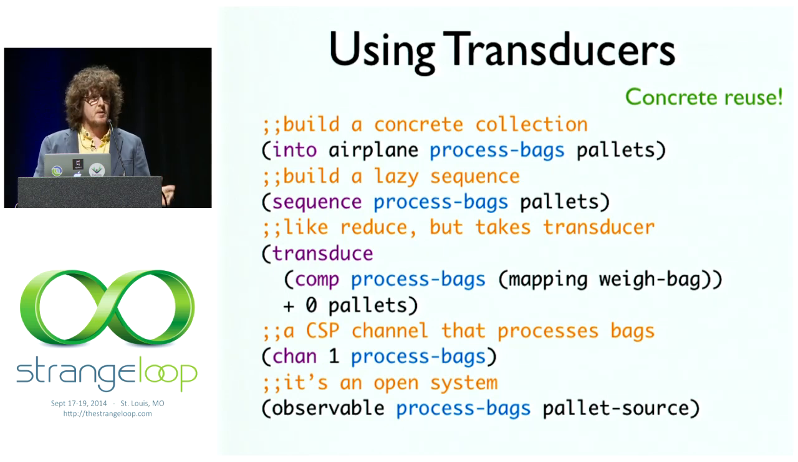Right? Then we have sequence. Sequence takes some source of stuff and makes a lazy sequence out of it. Sequence now additionally takes a transducer and will perform that transformation on all the stuff as it lazily produces results. So we can get laziness out of this. There's a function called transduce, which is just like reduce, except it also takes a transducer. So that takes a transducer, an operation, an initial value, and a source. So the transducer is a modification of process bags. I'll talk about that in a second. The operation is sum. The initial value is 0, and the source are the pallets.